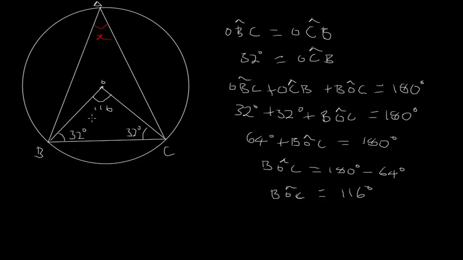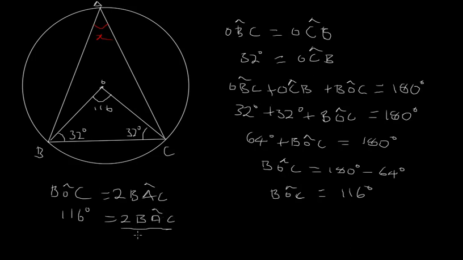And since these angles BOC and BAC are both coming from the same point of the circumference of the circle, it means that this one is twice that one. What I'm trying to say is BOC is equal to 2 times BAC. And we know our BOC to be 116 degrees. So 116 is equal to 2 BAC.